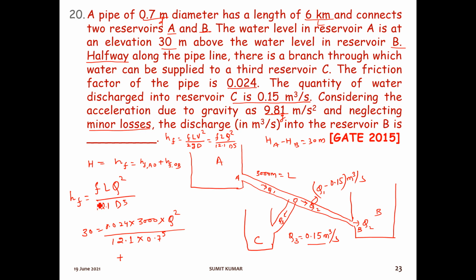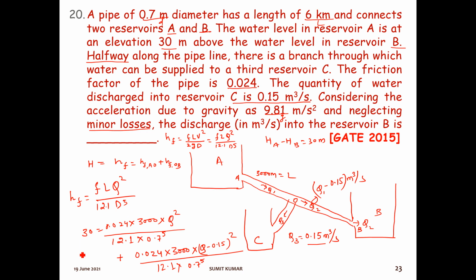Now for OB, if we write the friction loss for OB, we can write F is how much? F is 0.024 into length. Length is how much? OB is 3000 meter, into Q square, and Q is how much? Q1 minus 0.15. What will be the Q here? So 0.15 is discharging at C, so the remaining will discharge into this channel. So (Q minus 0.15) square divided by 12.1, and diameter is already given, that is 0.7 to the power 5.